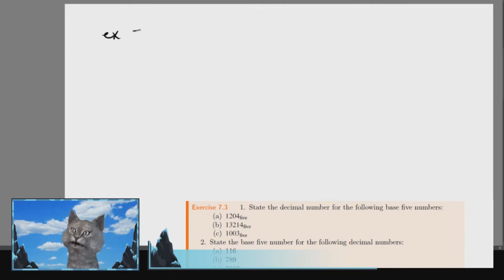So we're going to do this exercise 7.3, number 1A. It says, state the decimal number for the following base 5 numbers. And you see how they have a little 5 next to them? So I'm not going to read this as 1,204 because it's not decimal. It's counting groups of 5. I'm going to read this as 1204 base 5.